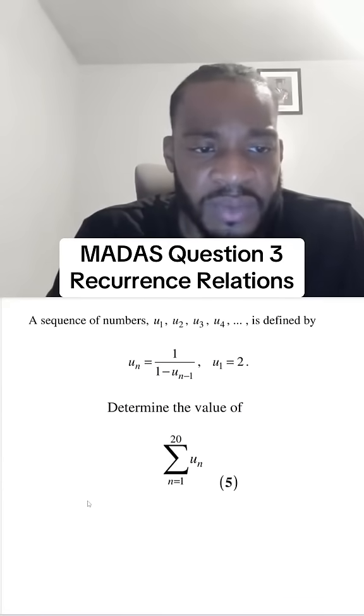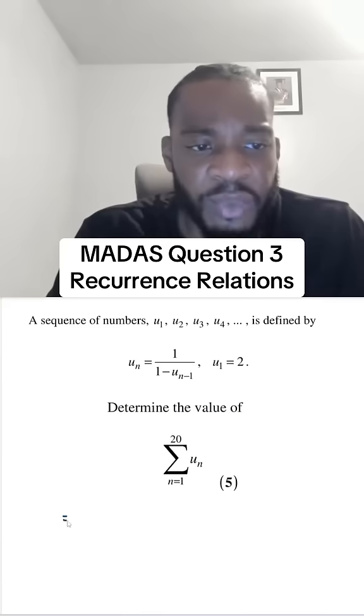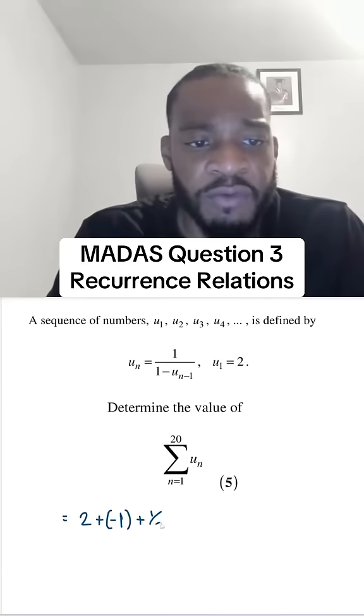So what I'm going to do is I'm going to say then that the sum of the first 20 terms is going to be, first was 2. The second one was a minus 1. And the third one was a half, right? And it's going to be like this, isn't it? 2 plus minus 1 and a half, and so on and so forth, right?